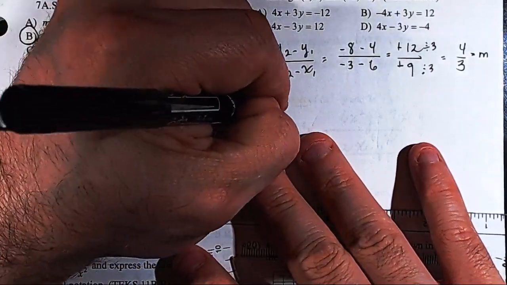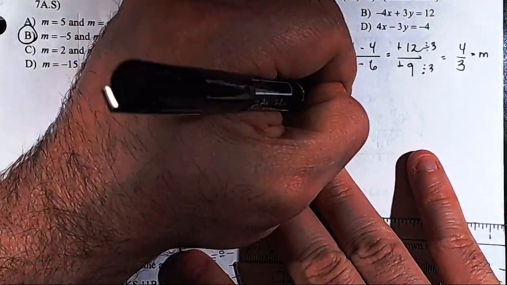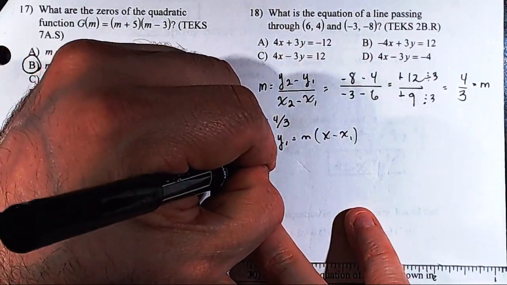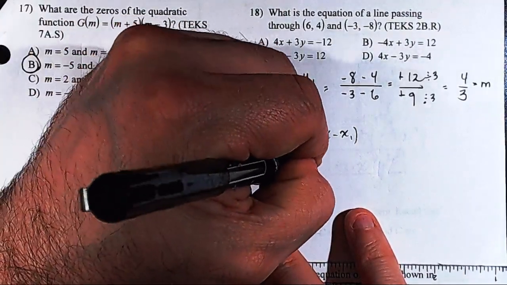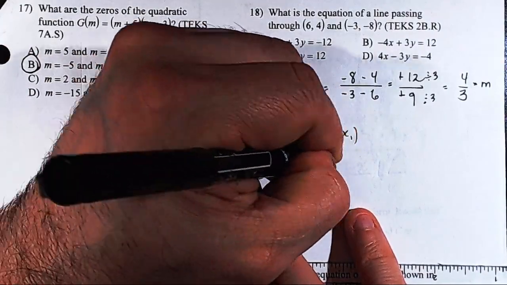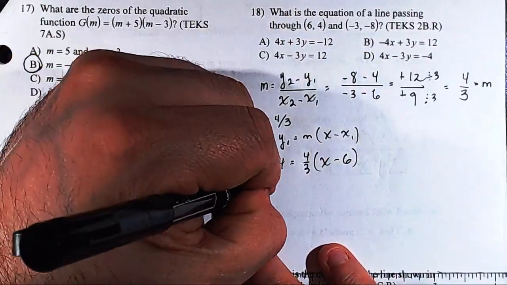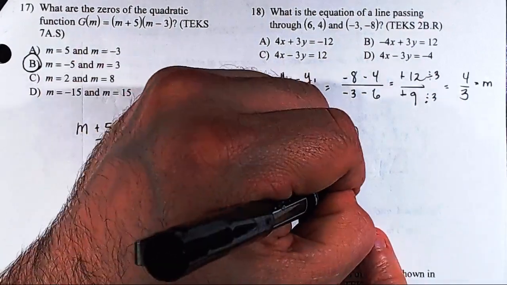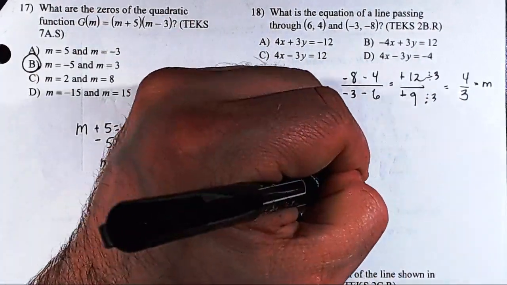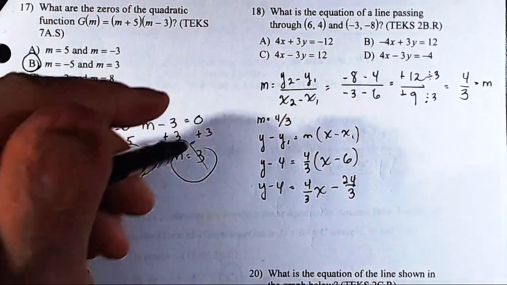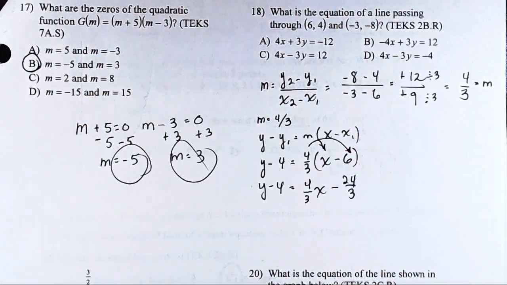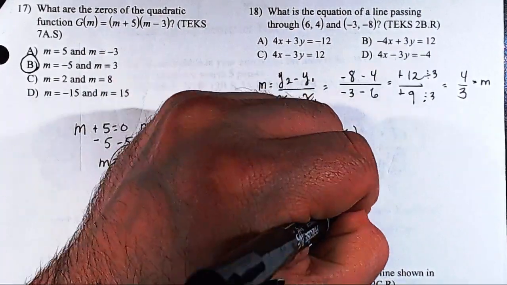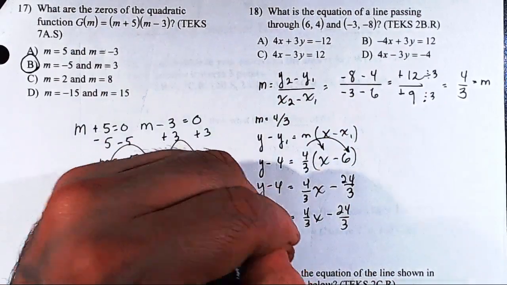Now I'll use the point-slope formula, y - y1 = m(x - x1). We're just going to plug in what we have. We'll use these values here. y - 4 = 4/3(x - 6). Okay, so I have y - 4 = 4/3 x - 24/3, and I'm distributing the 4/3 through the parentheses there. So I've got y - 4 = 4/3 x - 24 thirds. So why don't I add 4 to both sides?